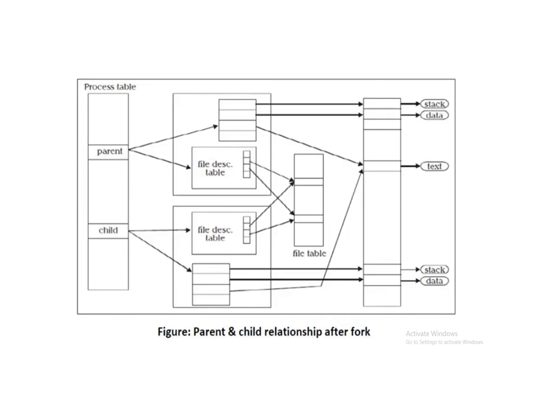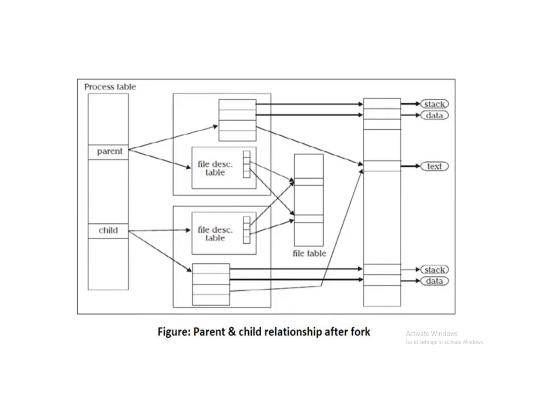Next is the parent and child relationship after calling fork. So the parent and child are both processes, so they are present in the process table, but they have different file descriptor tables. The parent has its own file descriptor table and the child has its own file descriptor table, but the information regarding this will be present in the main file tables. Then the process has access to the stack, data and text, and the child also has the stack, data and text.